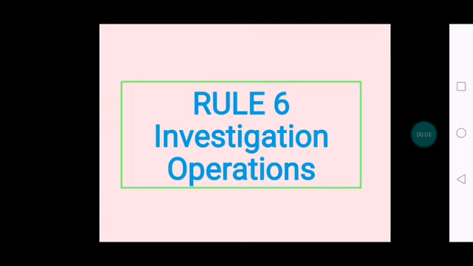Next topic in our module is Rule 6, which is the investigation operations. Investigation operations include investigation of crime or incident, scene of the crime operations, administrative investigation, and other investigative work necessary to determine facts and circumstances for filing cases criminally or administratively.